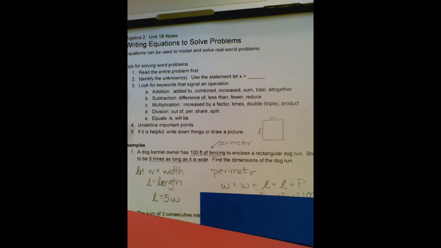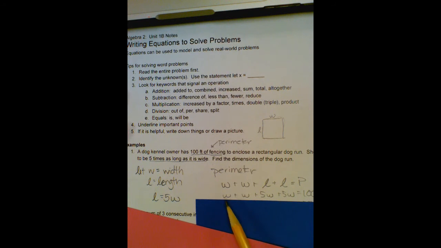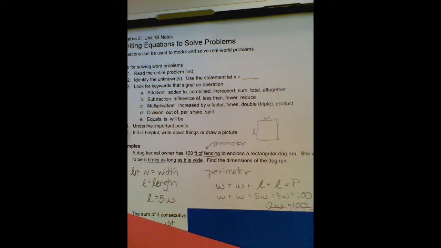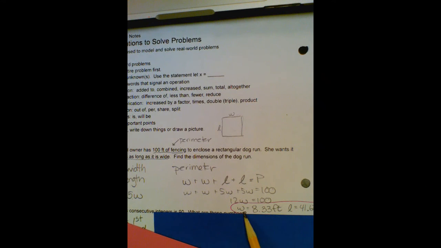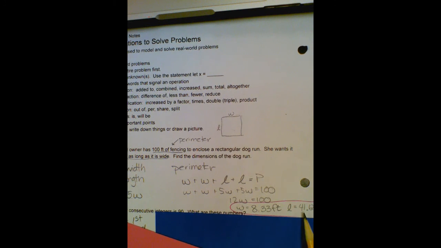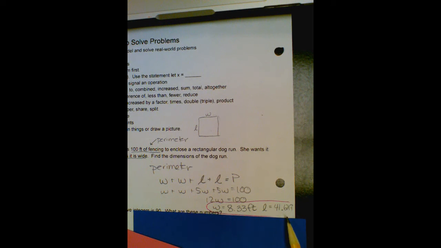And now you can substitute in what you had over here. Keep the widths as widths. Instead of the length, I'm going to substitute in that each length is 5 times the width, equal to 100. Now you can combine like terms, which is all of those W's, and you get 1, 2, 7, 12. 12W equals 100. So solving for W by dividing each side by 12, you get 8.33 feet for the width. And if I multiply that by 5, I'm going to get the length of 41.67 feet.